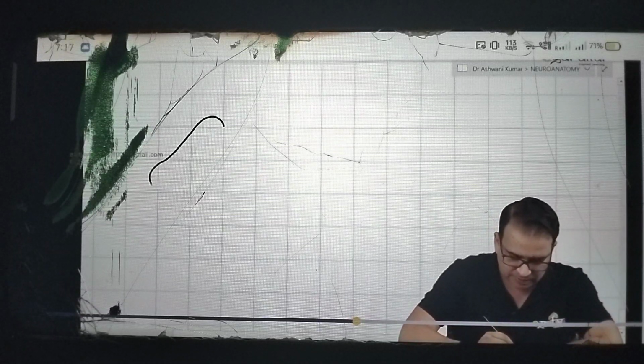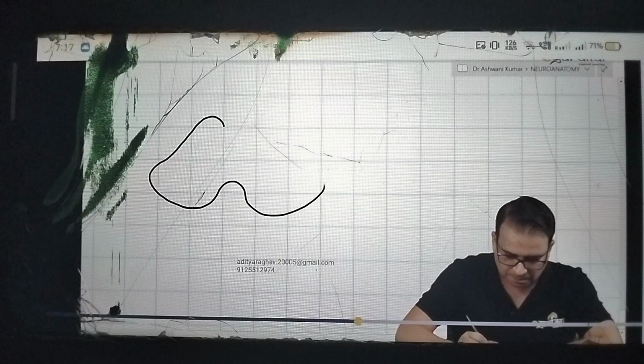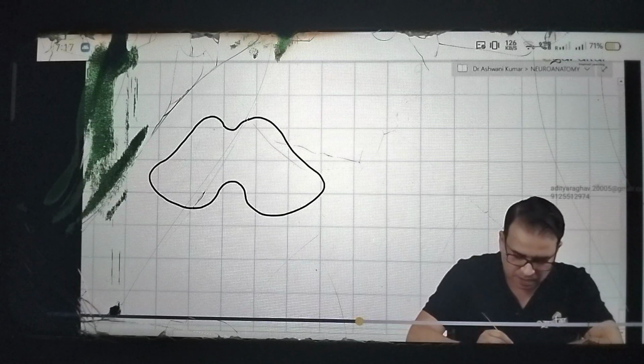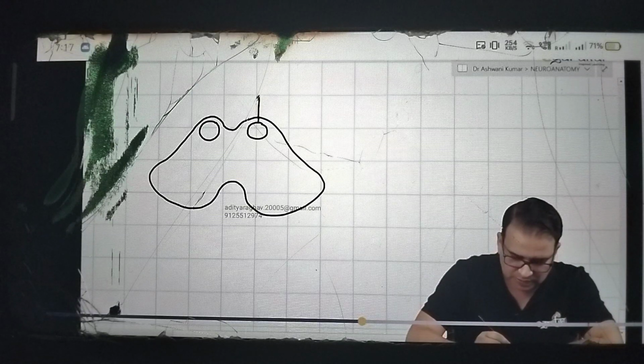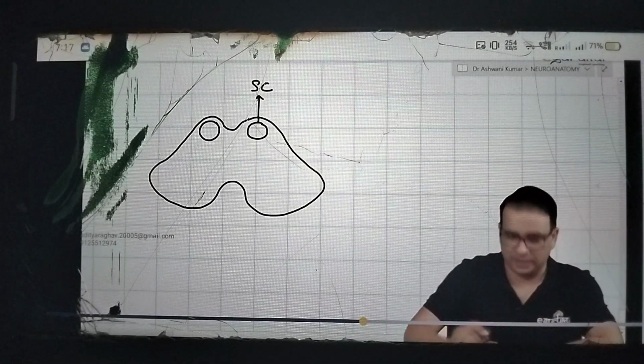To understand this comparison, let me ask you to roughly draw this transverse section of the midbrain. That's how it goes. This is the transverse section of the midbrain. Let us say that the section is taken at the level of the superior colliculus. That's important for us.